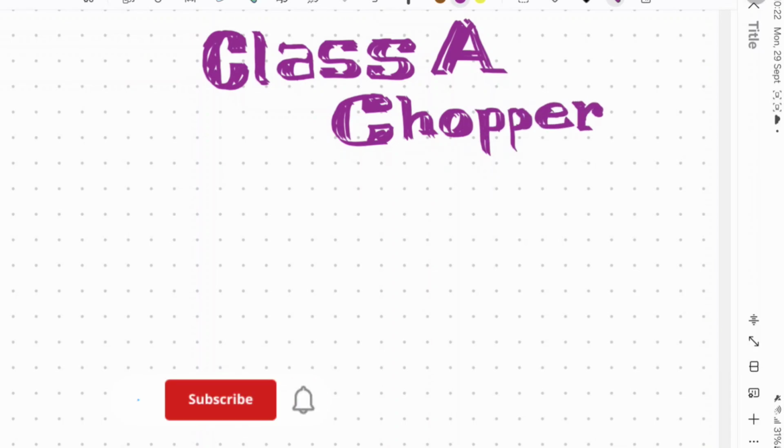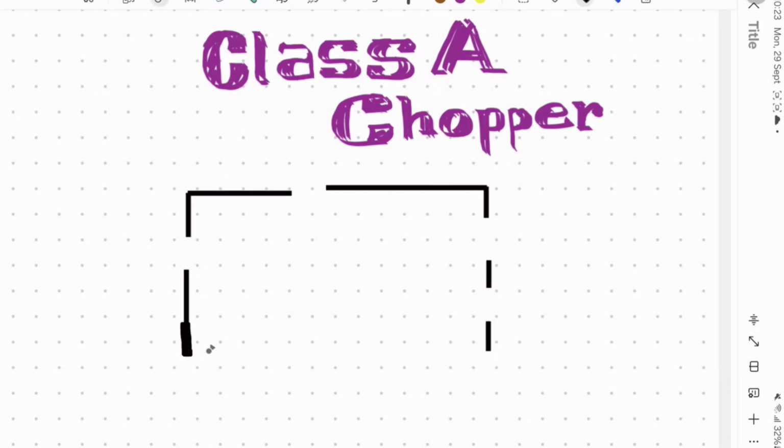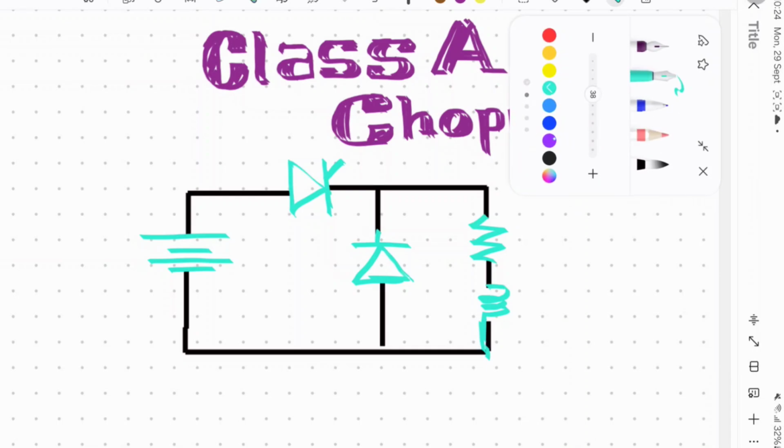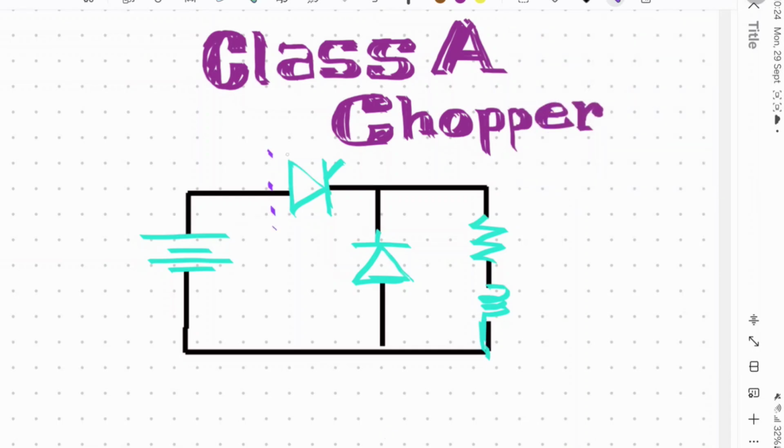Class A chopper. Elaborately, let's understand what is a class A chopper, what is its circuit diagram, and what is its output waveform. This is the chopper, this is the diode, the freewheeling diode, and this is the load, resistance and inductor. This is an RL load, and this is the supply voltage.